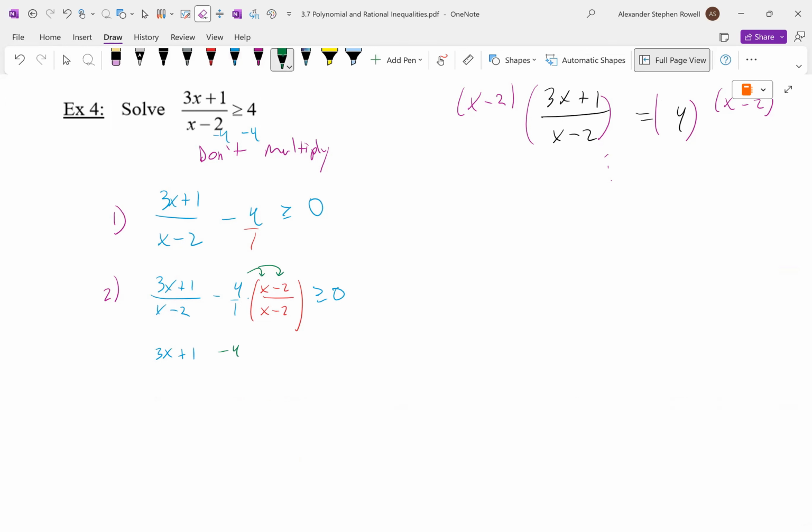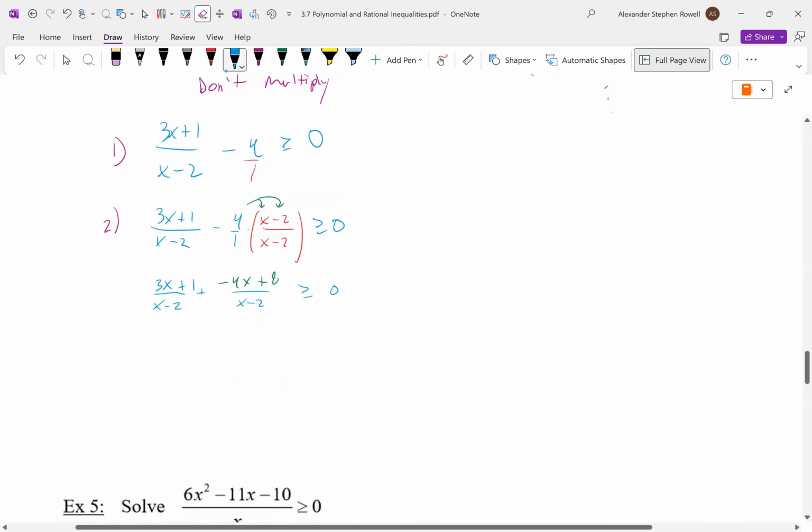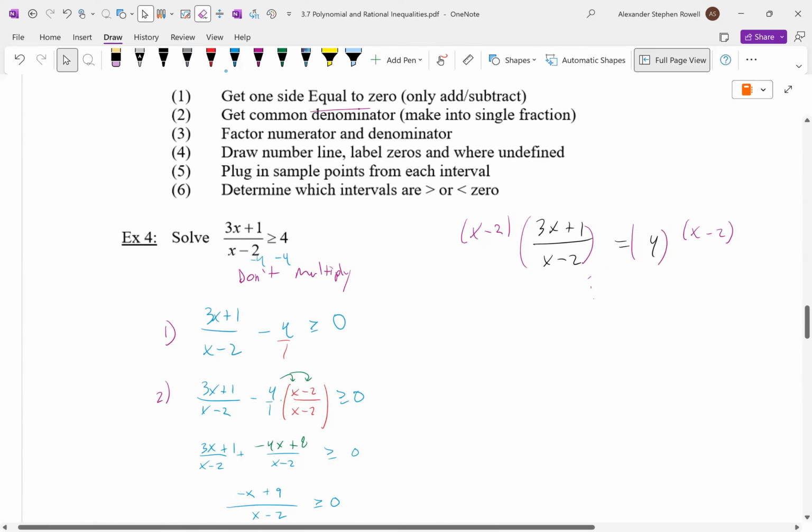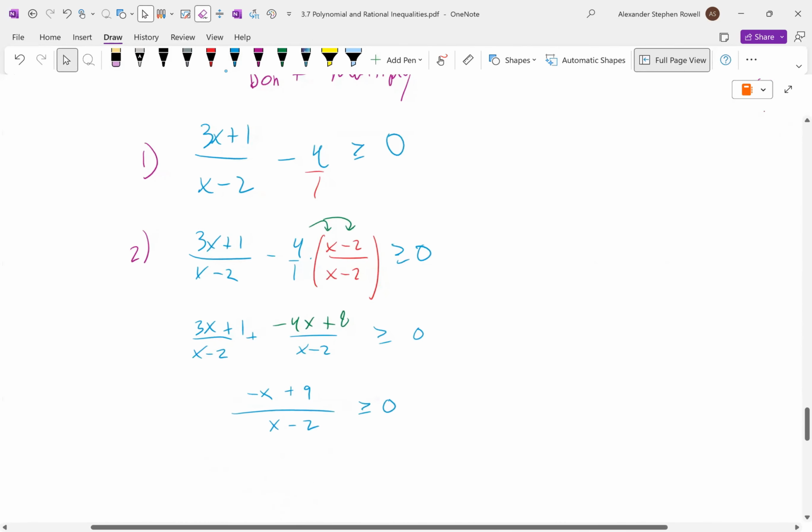To get -4x plus 8. And now I have a common denominator of x minus 2. So once I do that, I can add the numerators to get, what's 3x minus 4x? -x. What's 1 plus 8? 9. Very good. Any questions about this? So that's step 2. We got a common denominator.